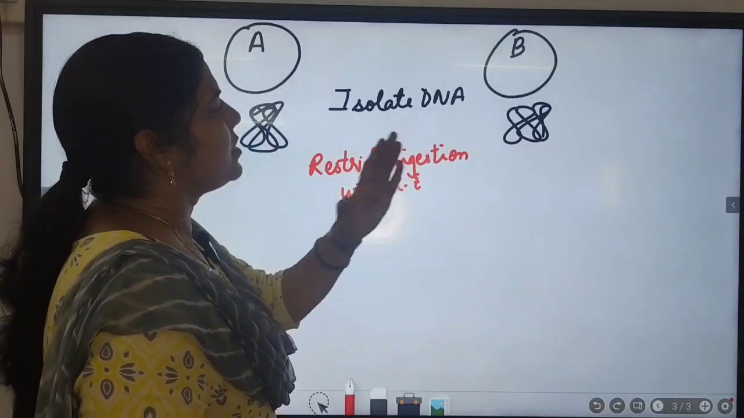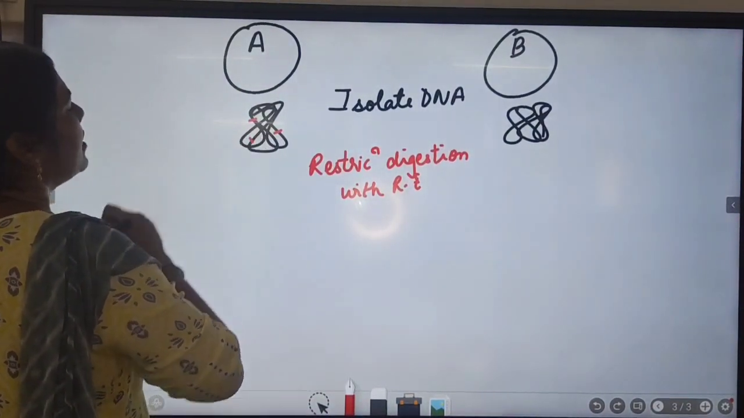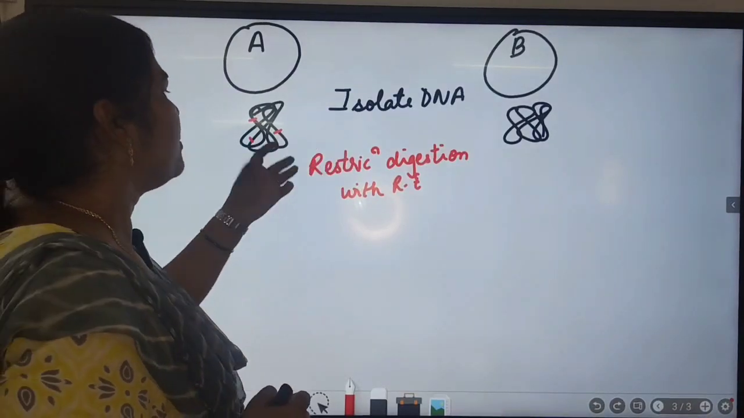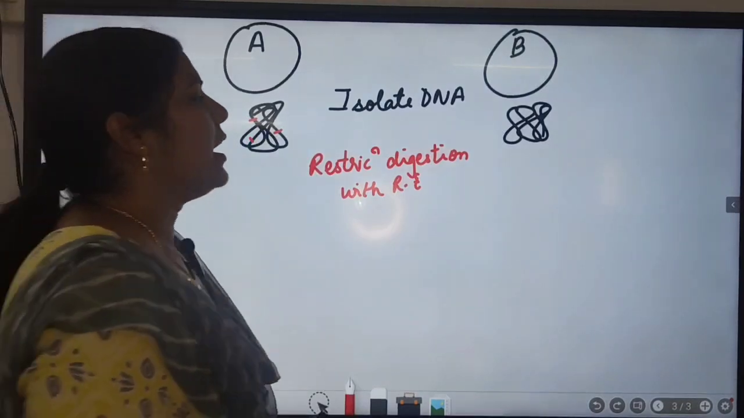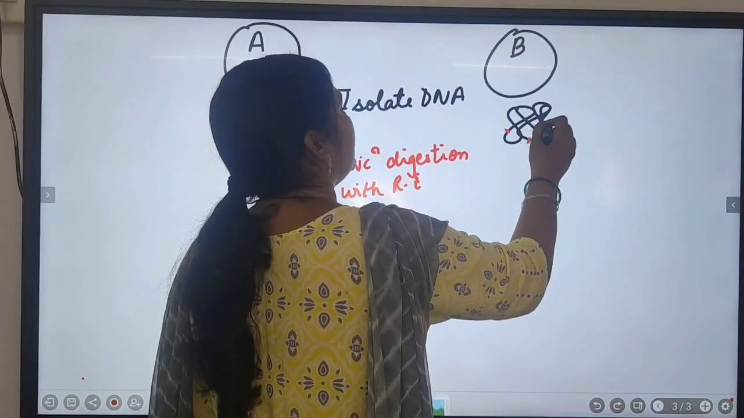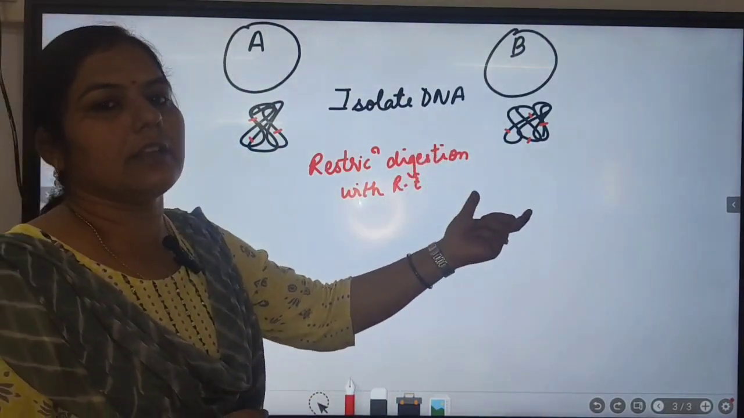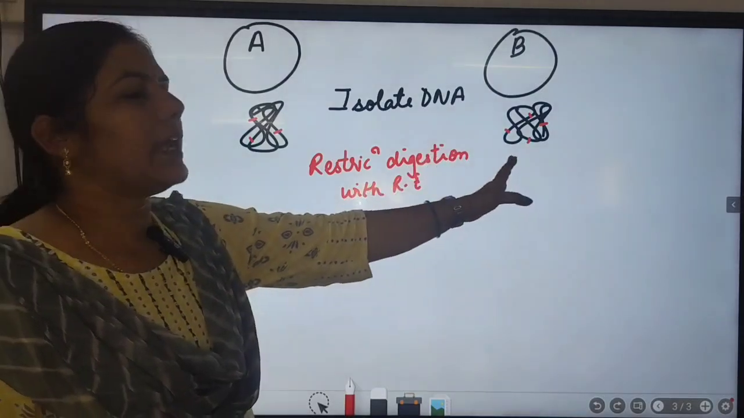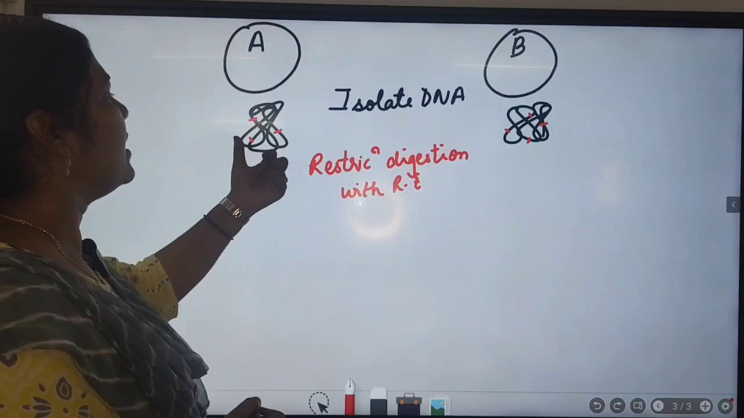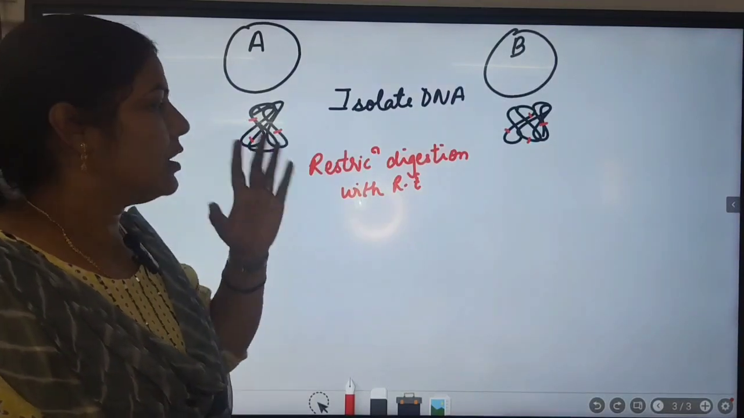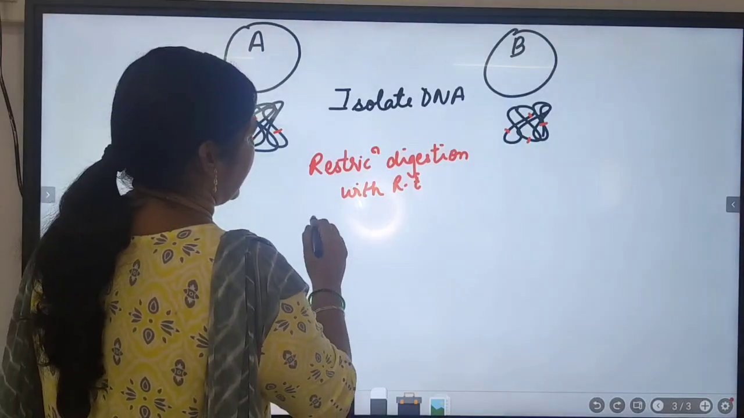So when we digest this DNA with the enzymes, suppose there are 3 sites of the enzyme found in individual A, and suppose there are 4 sites found in individual B, because there is dissimilarity in the sequence. So here the enzyme could find 4 sequences and will cut at those sequences, and here the enzyme got only 3 sites to cut. After this restriction digestion, we will run an agarose gel.